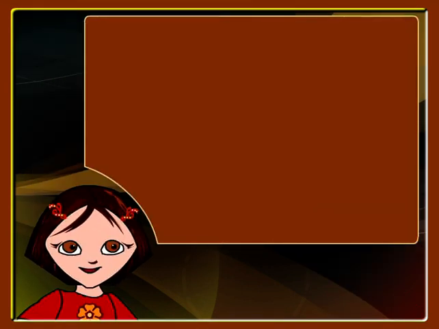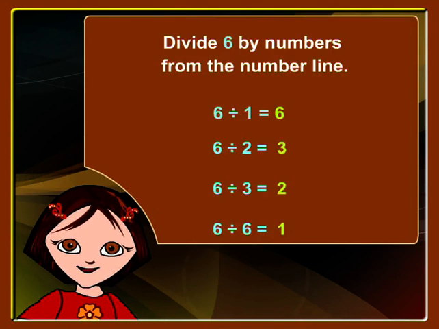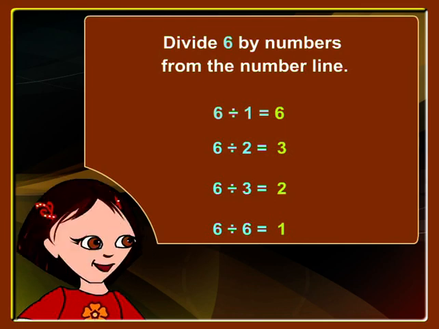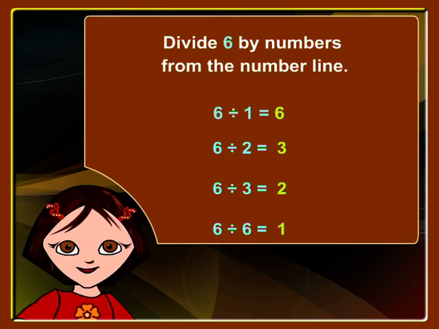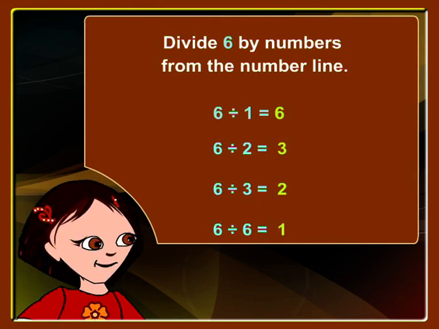We can similarly find out factors of some other numbers. Let's take 6 and divide it completely. We'll start with the first number of the number line. 1. 6 divided by 1 is equal to 6. We'll next divide 6 by 2. This is equal to 3. Go on to the next number. 3. 6 divided by 3 is equal to 2.